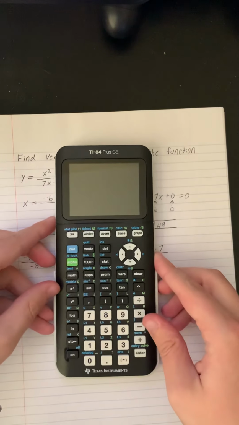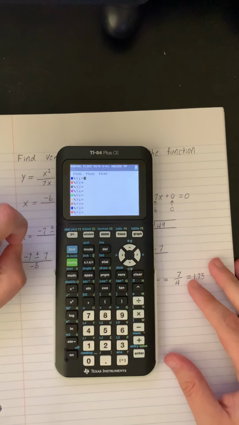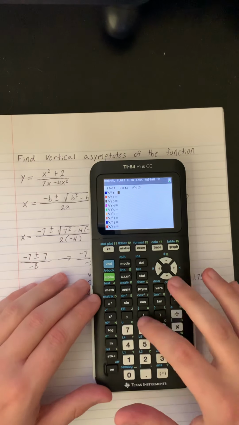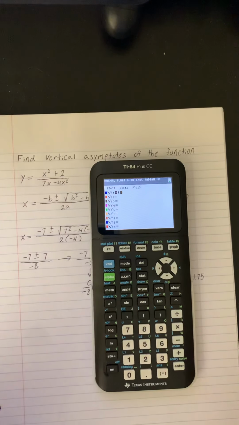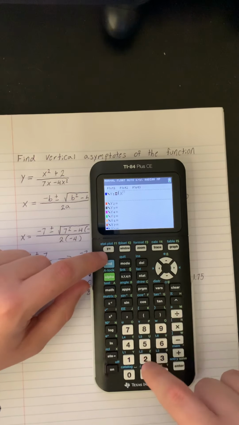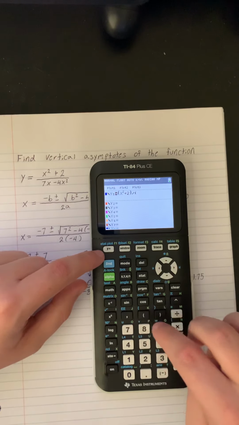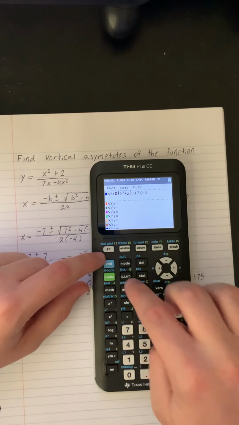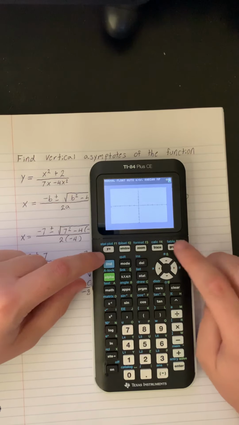So let me get out our calculator. This is a TI-84. A TI-83 should also work. So what we're going to do is plug our original equation right here into our calculator. And we're going to put the numerator and the denominator both in parentheses so nothing gets messed up. So we have x squared plus 2, divided by 7x minus 4x squared. So now let's take a look at our graph.